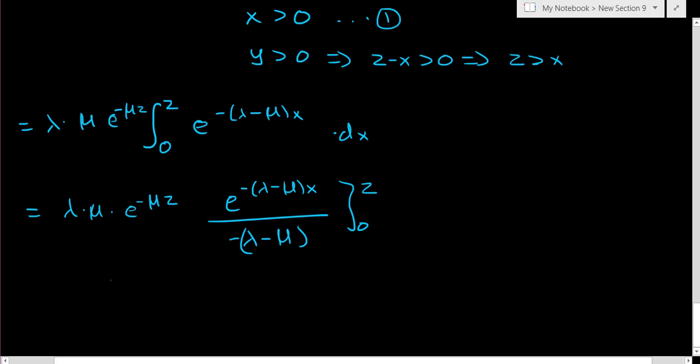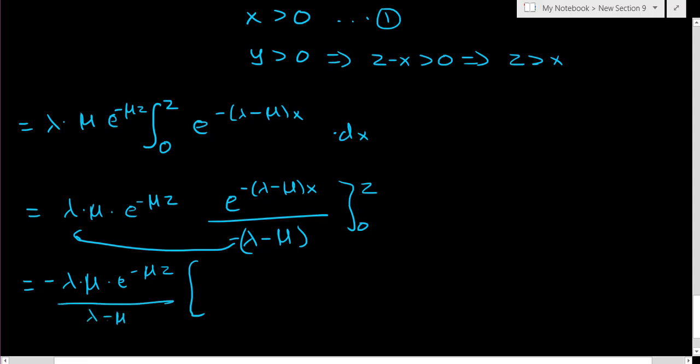Okay, so let's take the minus sign out, into mu into e to the power of minus mu z. Inside, when I put the values z and 0, let's see what happens. This lambda minus mu also comes out because it's a constant. So when I put z, it becomes e to the power of minus (lambda minus mu) z, and when I put 0, it just becomes 1.